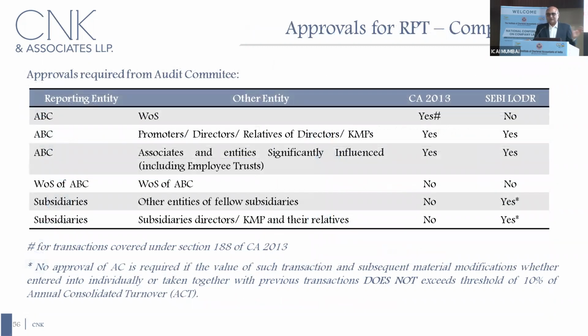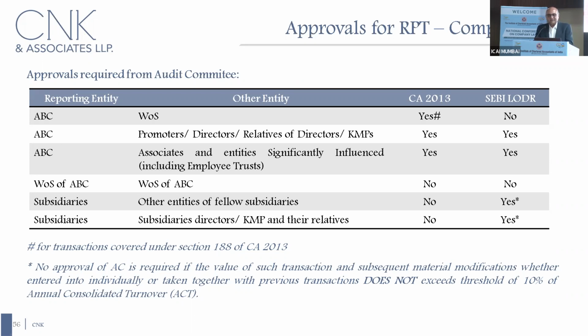So this is again a summary of where all you need permission between Companies Act and SEBI. If the reporting entity is ABC, and the other entity is a wholly owned subsidiary, as per Companies Act, you need approvals. As per SEBI, you don't need approvals.